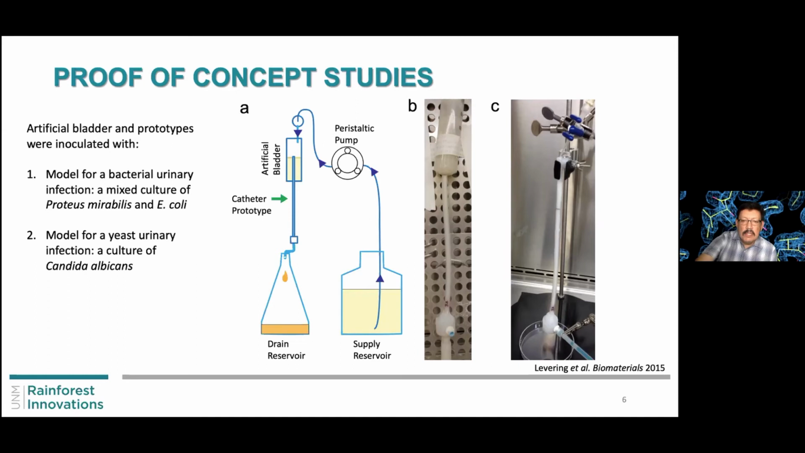In the subsequent study, we used yeast, Candida albicans, as the model organism. Basically, you put them into the supply reservoir and you slowly let them drip into this artificial bladder, and then this artificial urine that's infected drips down the catheter, and that is actually sort of like the perfect storm for formation of these biofilms inside of these catheter prototypes.